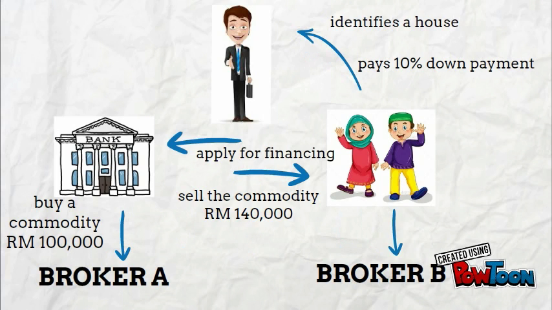Next, the customer sells the commodity to broker B and gets cash. Next, the customer pays the remaining 10% balance to the house developer.